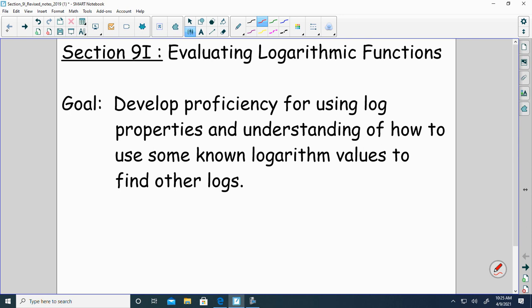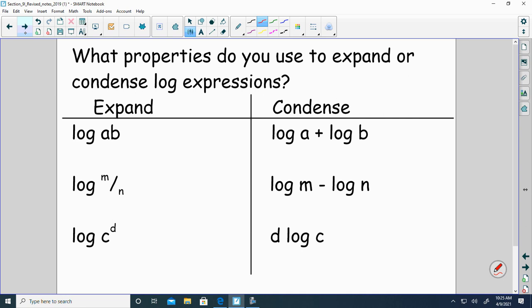Evaluating logarithmic functions. Now we have to remember the expand and condense rules that we're going to be using, and these are all going to start applying when we start working these problems. When you evaluate a lot of these, you want to make sure that you have these logs down. So log a times b is the same thing as log a plus log b.